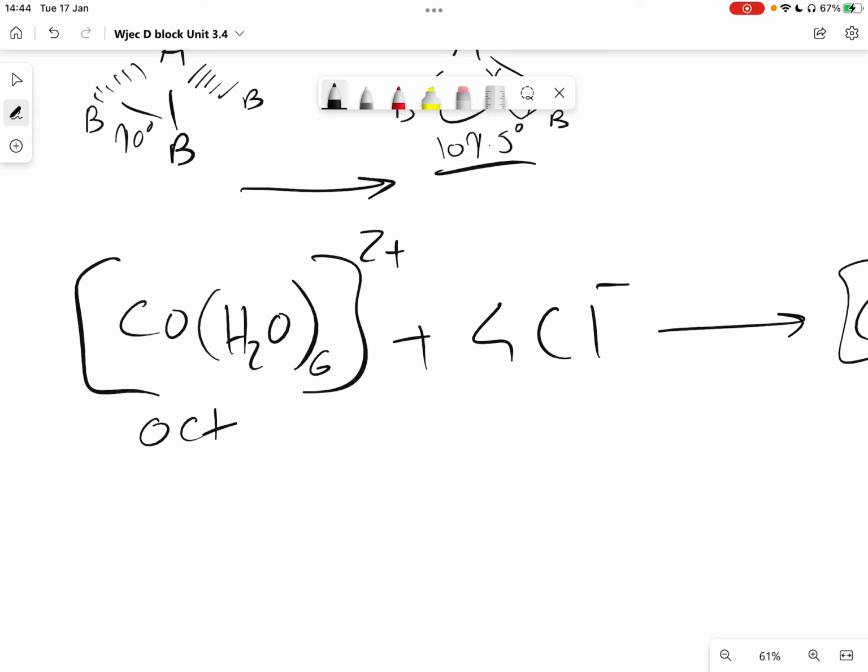so less can fit around this metal ion. There's no hard explanation for that. It's simply that chlorine is a much bigger molecule. Its atomic radius is a lot larger than a H2O molecule. So that's the reason for it.